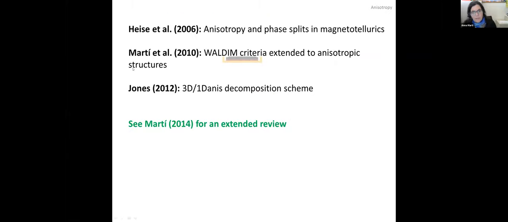And then I will name other studies that have been done with anisotropy using the tools that I have been talking about. The first will be the one from Heise et al. on anisotropy and phase splits in magnetotellurics, which uses the phase tensor with anisotropic structure. Marti et al. 2010, in which we extended the WALDIM criteria for anisotropic structure, and relating to the decomposition, Jones 2012 developed the decomposition for 3D over a 1D anisotropic Earth. And I would refer to Marti 2014, the review on anisotropy, for more extended information on this.